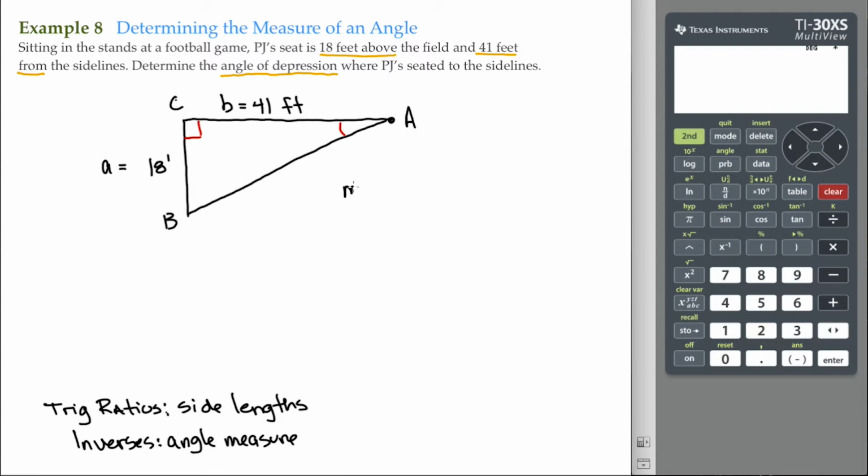So the measure of angle A, an opposite and an adjacent, that's tangent. But since I'm looking for an angle measure, it's going to be the inverse of tangent. And of course, we raise that to the -1 power. And what is tangent inverse? Well, that's the opposite, that's A, over the adjacent, which is B. So then this is going to be the inverse of tangent, tangent inverse, A, which is 18 feet, divided by B, which is 41 feet.